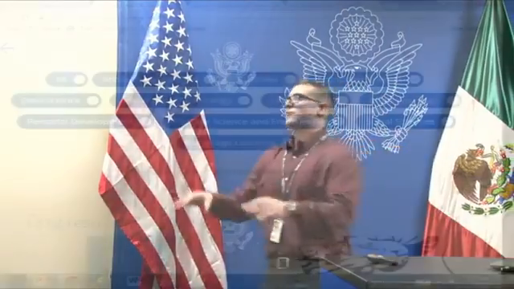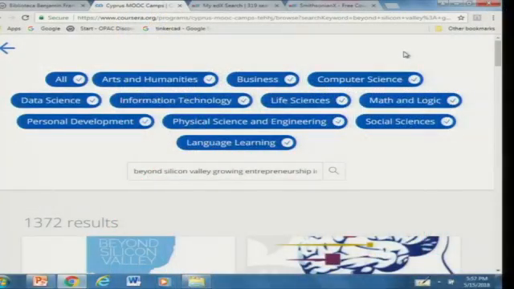So that's a little bit about some of the platforms. These platforms, Coursera, edX, the Smithsonian, one place, right?